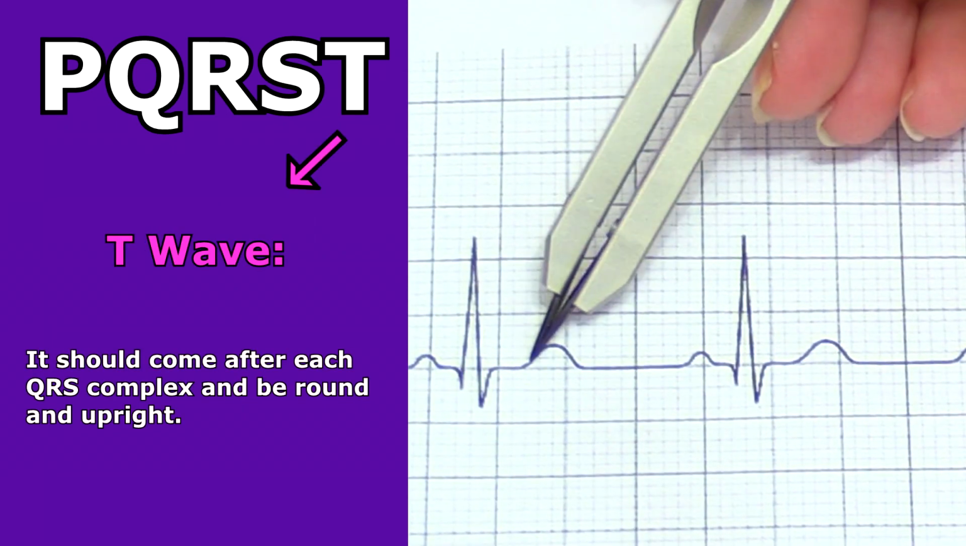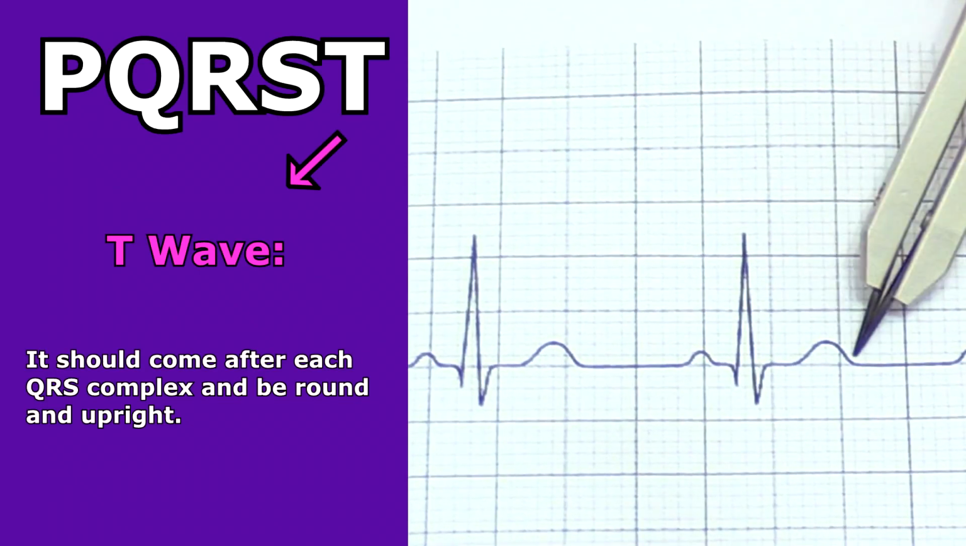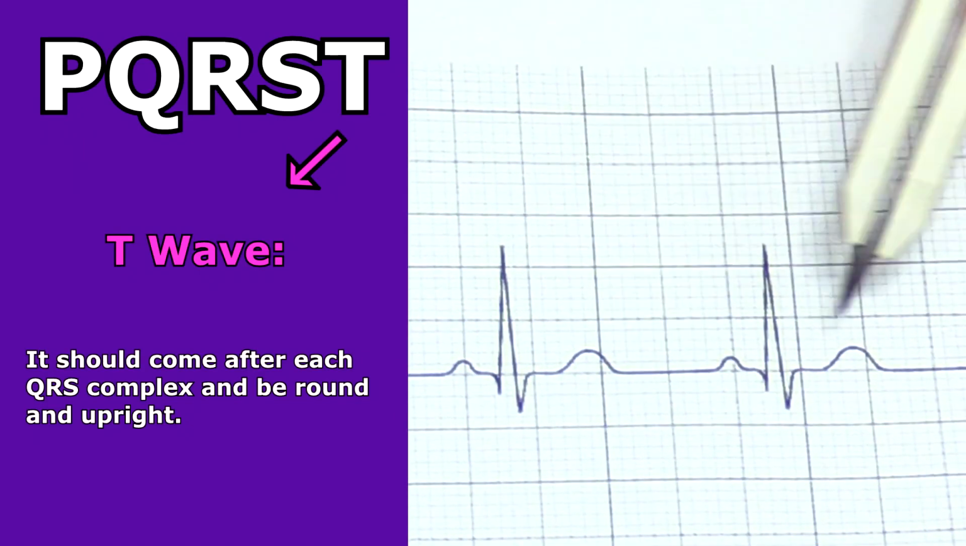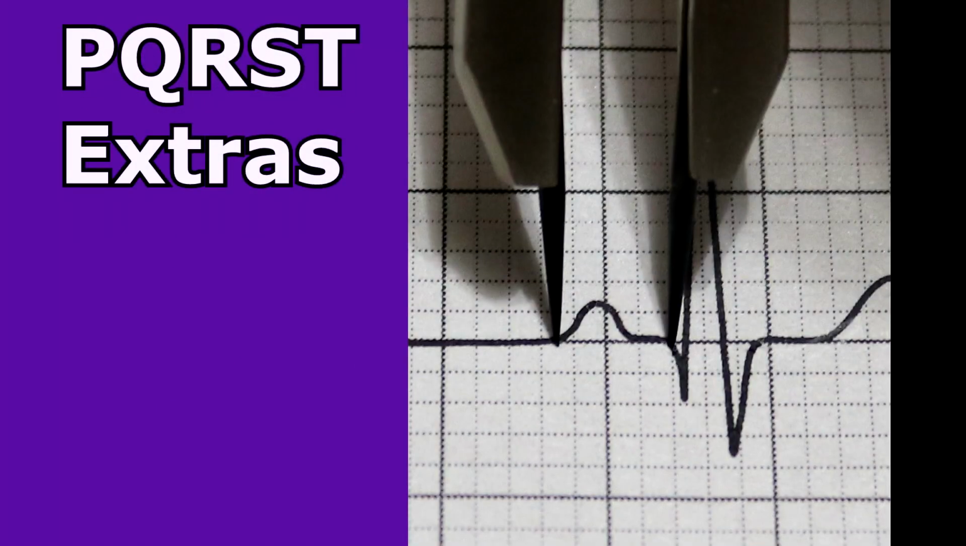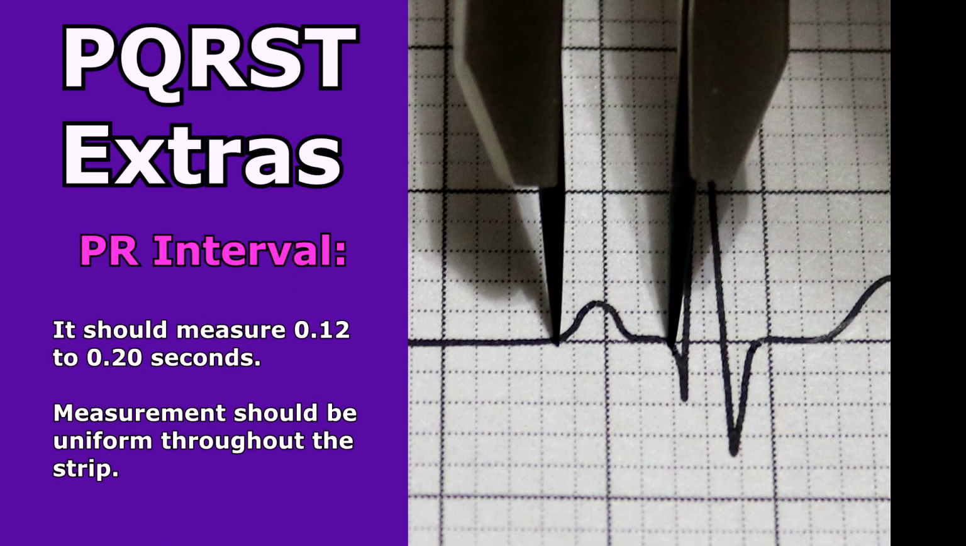Then look at your T wave. It should come after the QRS complex and be round in the upright position in most leads. Then find the extras within the PQRST complex, those intervals and segments. Look at the PR interval and measure it. Again, it starts at the beginning of the P wave and extends to the beginning of the QRS complex. It should be 0.12 to 0.20 seconds, and the measurement should be uniform throughout that strip.